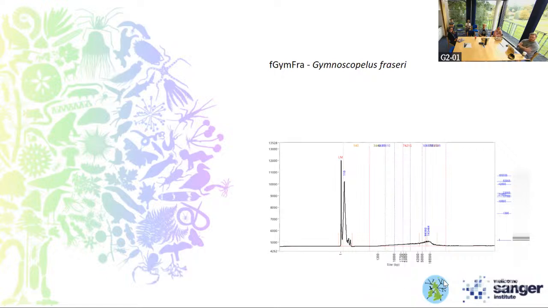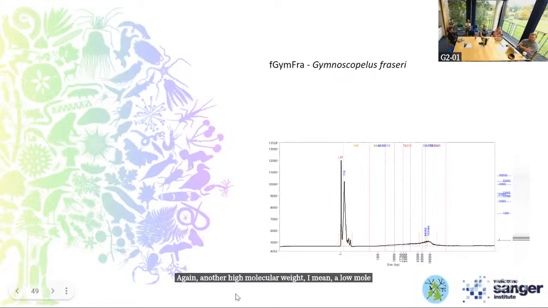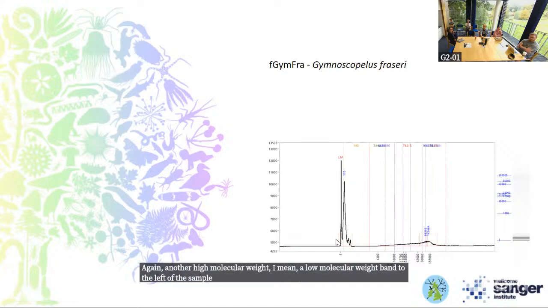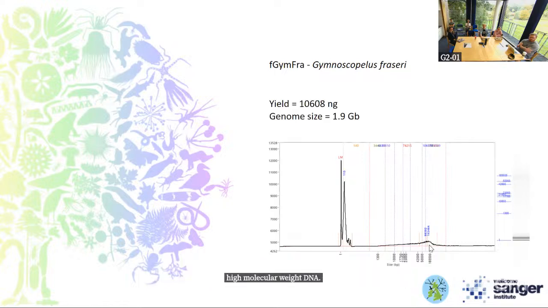Here we have a fish. Again, another low molecular weight band to the left of the sample, but you can also see to the right we have some high molecular weight DNA that's potentially usable. Again, another high yield in the sample, almost 11,000 nanograms. Genome size is 1.9 gigs, so unsuitable for ultra-low input, but thankfully the yield is really high.